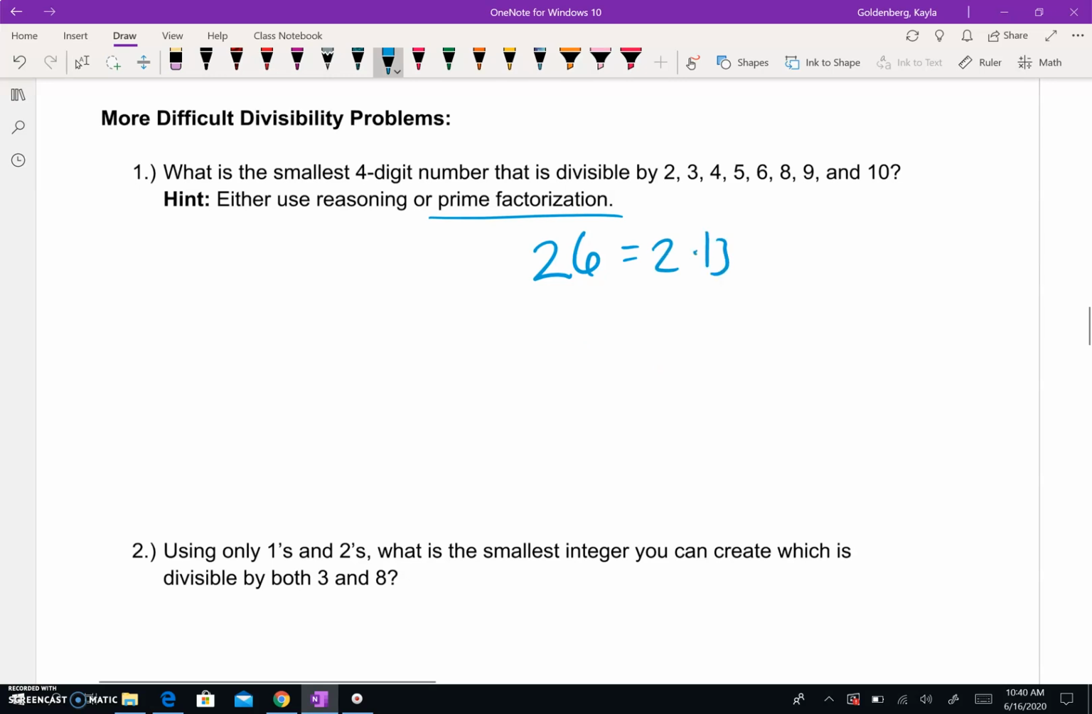But something like 8, your prime factorization would be 2 times 2 times 2, which is 2 to the 3rd power. If you had maybe something like 20, that's 2 times 2 is 4, 4 times 5 is 20. So you'd write that as 2 squared times 5.